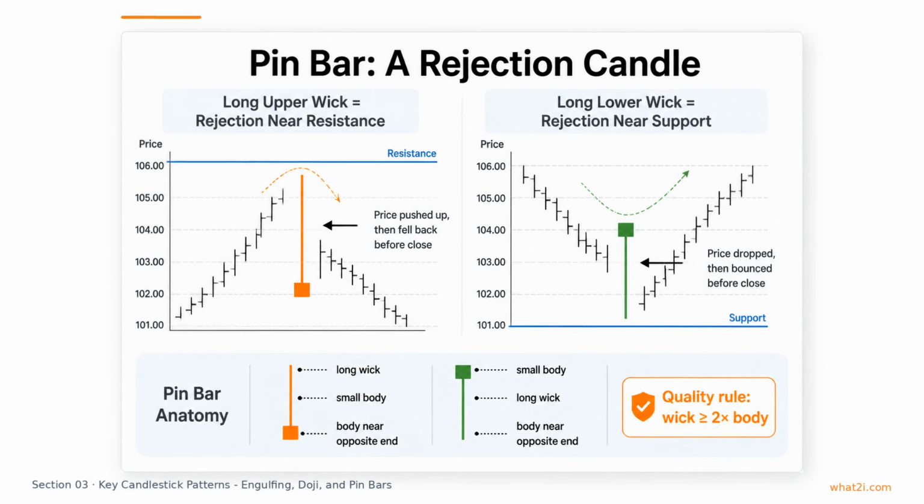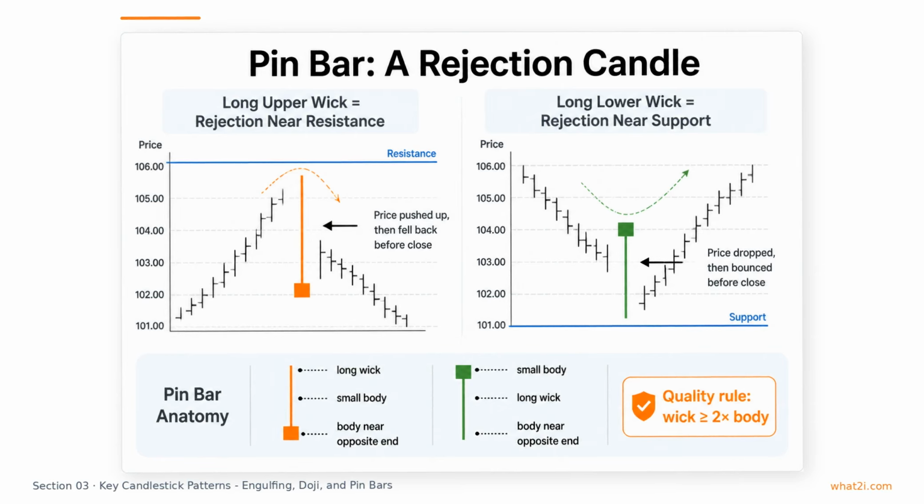A pin bar is a rejection candle. It has a small body, one clearly long wick, and the body sits near the opposite end of the candle from that long wick. A long upper wick can show that price pushed higher, ran into resistance, and was forced back down before the close. A long lower wick can show that price dropped into support and then bounced strongly before the period ended.